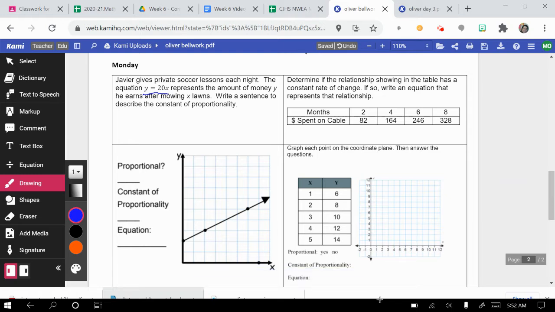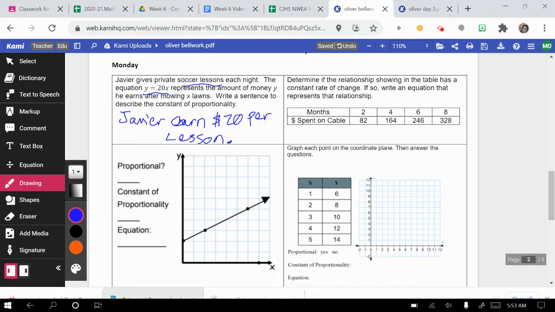So we could say that Javier earns $20 per lesson. I'm going to go with what they started with. That's all they're basically wanting to know. What is this 20 representing as our constant of proportionality?